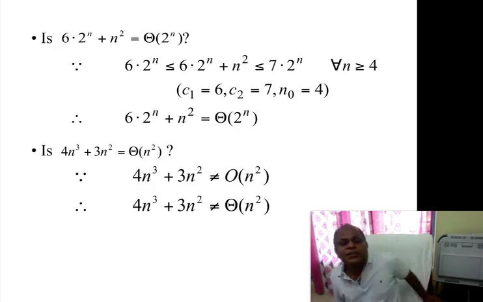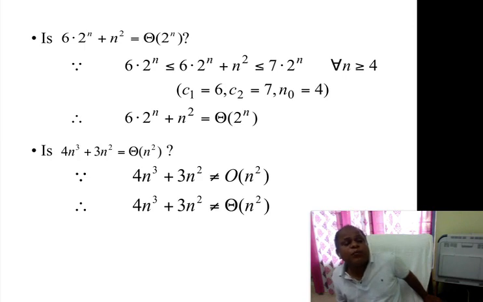Similarly, 6 into 2 to the power n plus n square is equal to theta of 2 to the n. Yes, you can find this, and it holds for a particular value. For c1 equal to 6, c2 equal to 7, and n0 equal to 4, the condition is satisfied. That means 6 into 2 to the n is less than or equal to 6 into 2 to the n plus n square, which is less than or equal to 7 into 2 to the power n. Hence, 6 into 2 to the n plus n square is equal to theta of 2 to the power n.